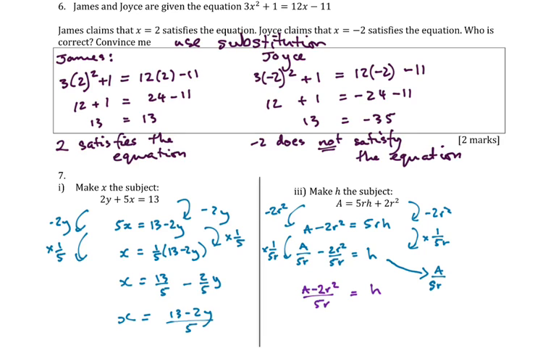Now, one thing to note is that if I rewrite 2r squared as 2 times r over 5 times r, notice how one of the factors of r can cancel.